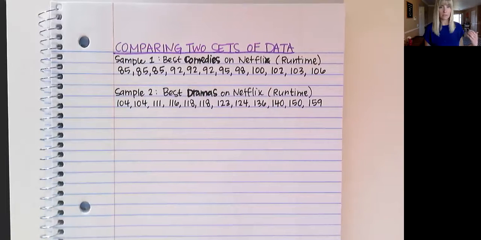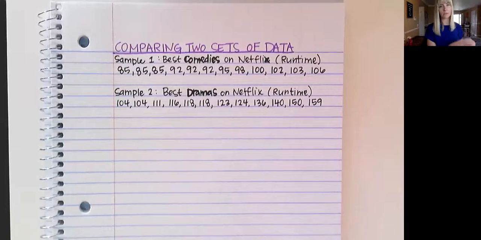I'm starting to notice some things. But when we compare data, last week we just focused on one set at a time. I'm going to look at this one set and get the measures of center or the measures of variation. And that definitely tells you some things about that one set.